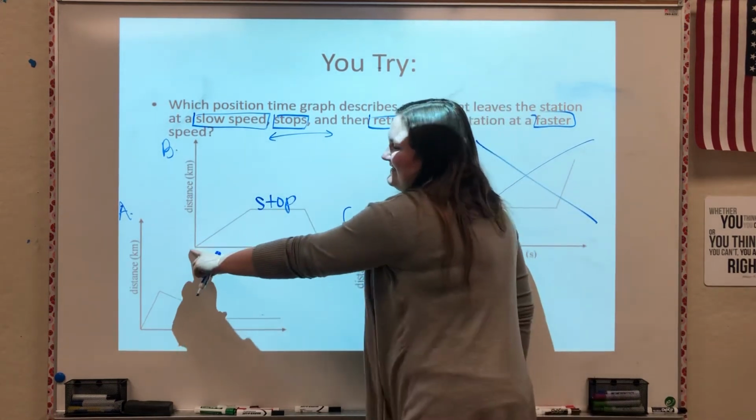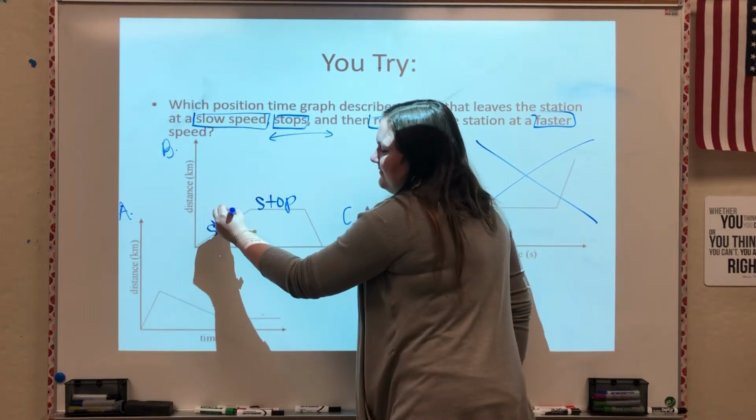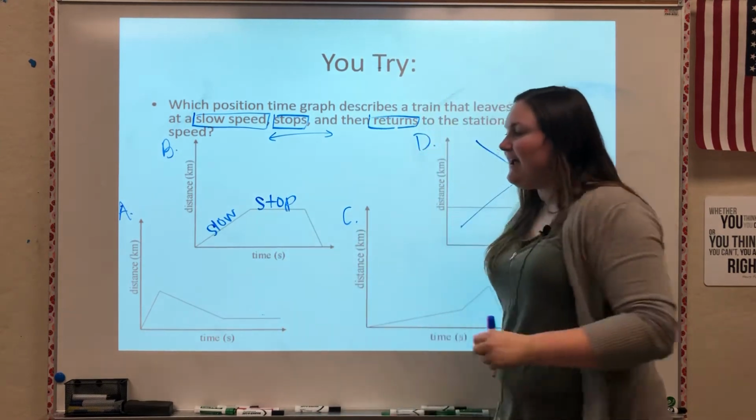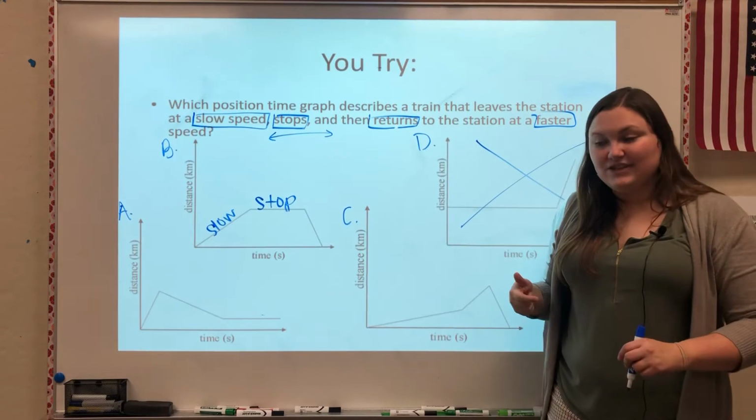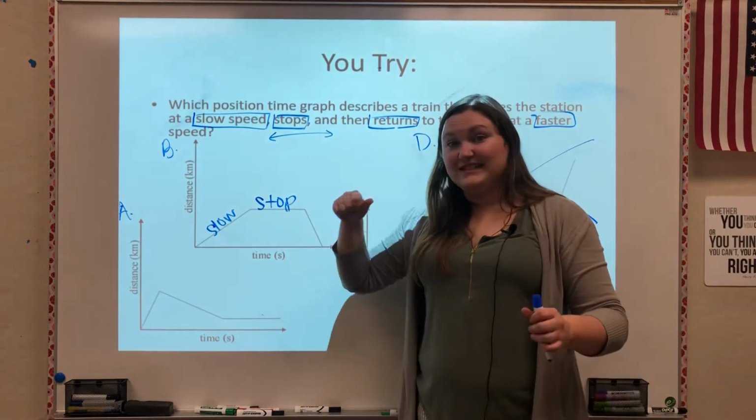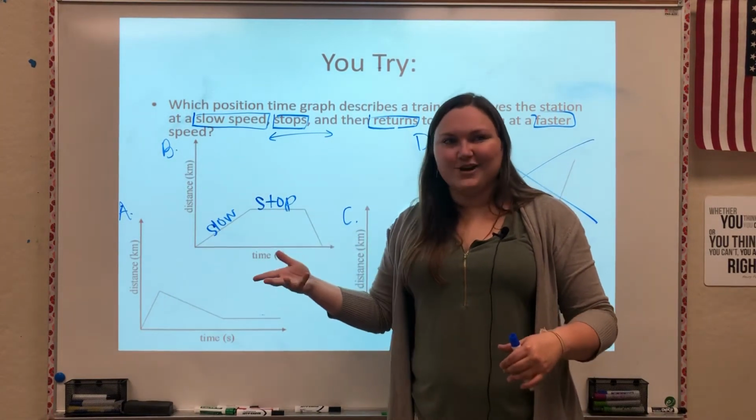This is showing me it's leaving at a slow speed. It's stopped for a while because the distance isn't changing. And then if it's returning to the station, when you return, it means your distance is going down. You're going back to that starting point.